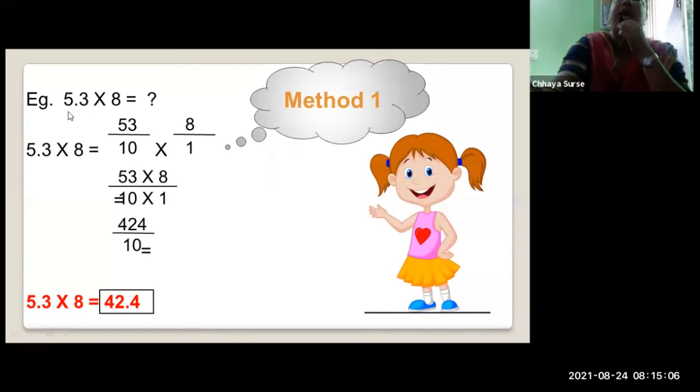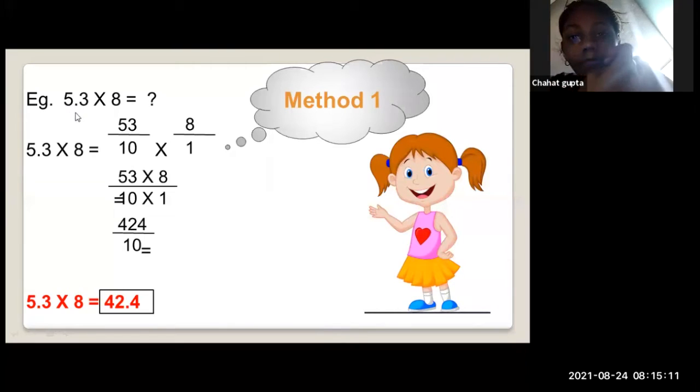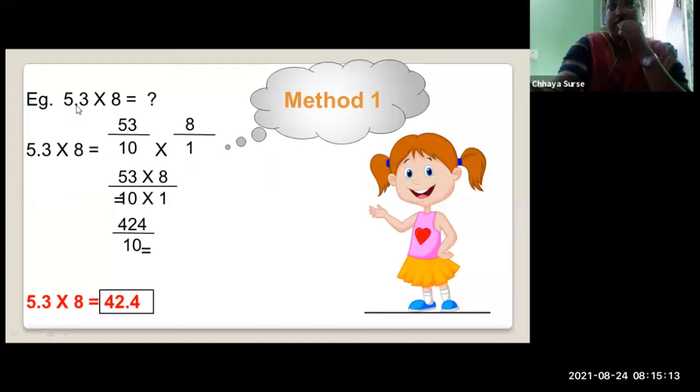Yes, because this number has the decimal point. Clear? That's why this is a decimal fraction. Now 5.3 multiplied by 8.